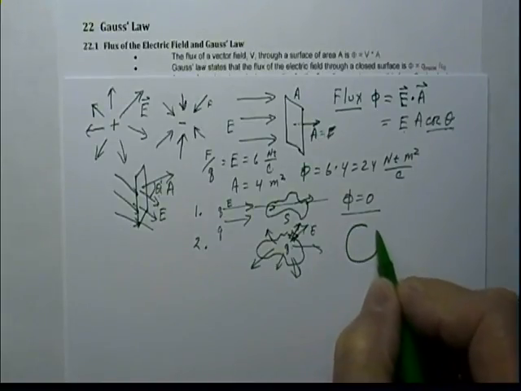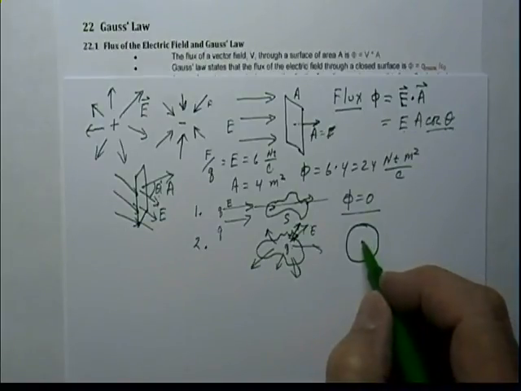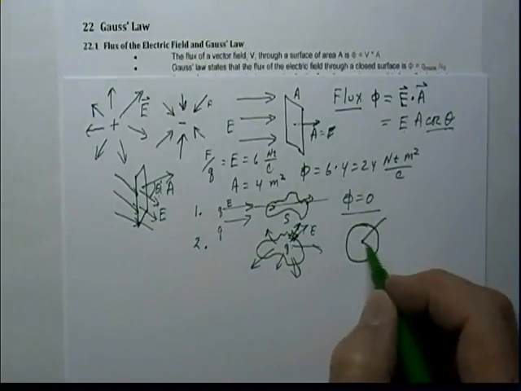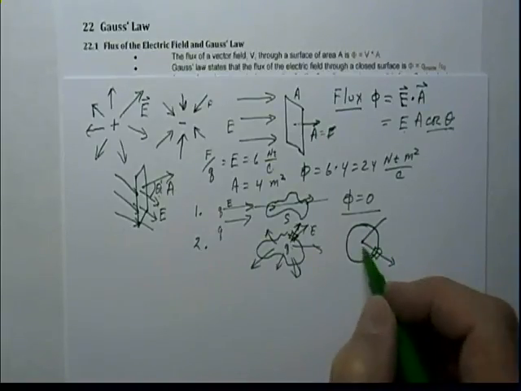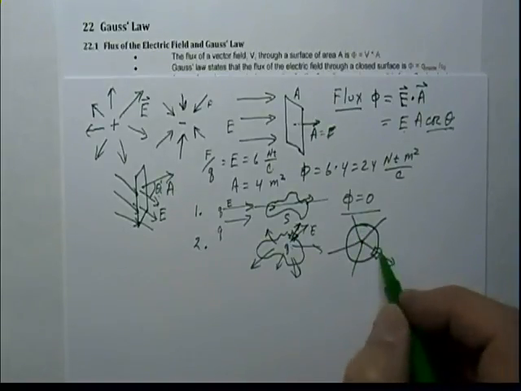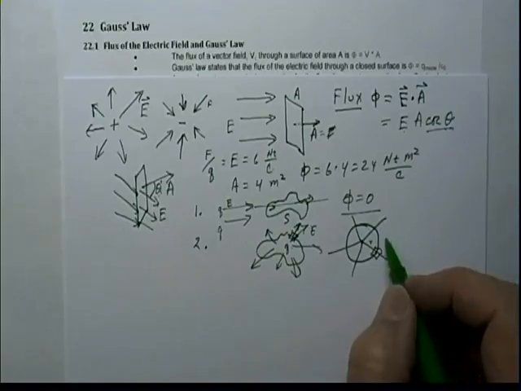If we imagine we have a sphere and we put a charge in the direct center of that sphere, then the electric field will come out in each direction, and as it comes out, it will go through an area at the same distance away from the surface. Now, what is this electric field here?